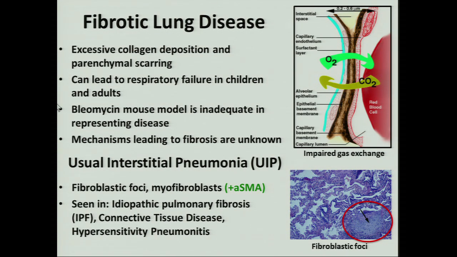Usual interstitial pneumonia, or UIP, is one type of fibrotic lung disease, and it is characterized by fibroblastic foci on histology, as shown here in the picture on the right. And these are thought to be collections of myofibroblasts that are alpha smooth muscle actin staining. UIP can be seen in the adult population in idiopathic pulmonary fibrosis and in the pediatric population in connective tissue disease and hypersensitivity pneumonitis.